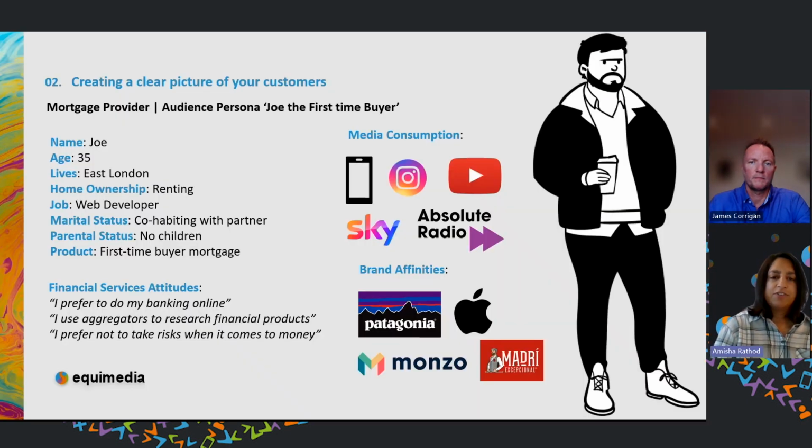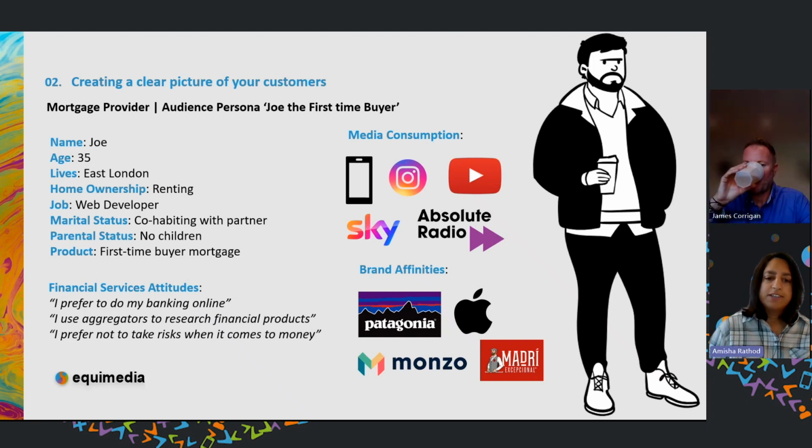So what I've done here is created an audience persona, and it's for a mortgage provider, and we're calling this persona Joe, the first time buyer. So what we've got here is some basic demographic information, such as the age, location, home ownership status, job title, marital and parental status, and of course the product of interest for the persona. Also, I've overlaid some financial services attitudes. So typically Joe will prefer to do his banking online. He'll use aggregators to research financial products, and he prefers not to take risks when it comes to money.